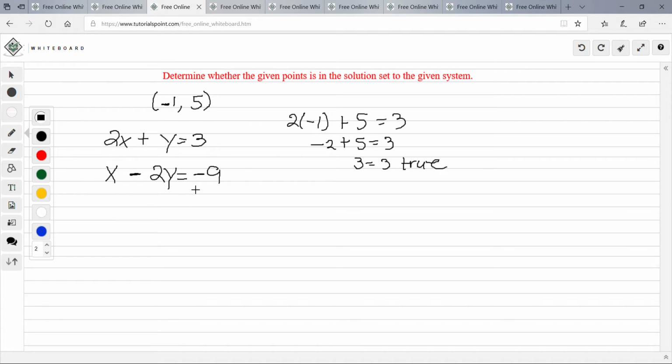Now we'll put it in the second equation. So that's -1 minus 2y, where y is 5, equals -9. So -2 times 5 is -10. Then there's a -1, so -1 minus 10. Is this true? No, because -11 does not equal -9, so it's false. So no, it's not a solution.